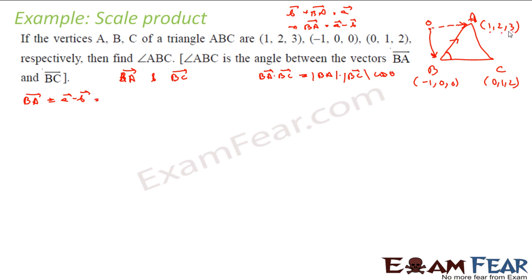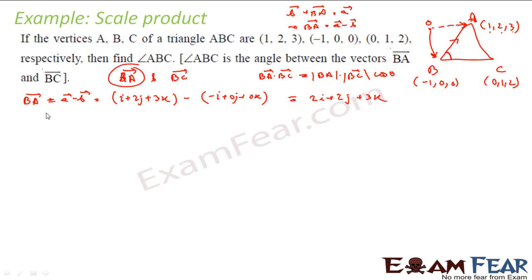A vector is i plus 2j plus 3k, minus B vector, which is minus i plus 0j plus 0k. This is nothing but 2i plus 2j plus 3k. This is my BA vector.